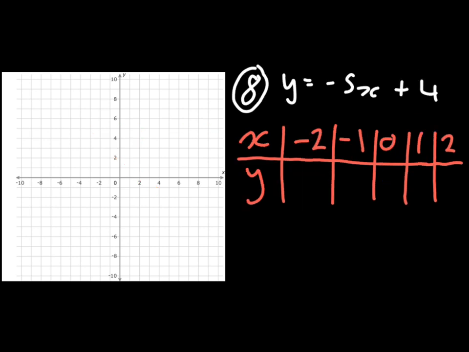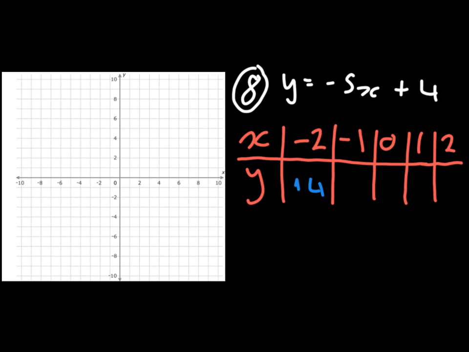For question number 8, we are asked to plot the function y equals -5x plus 4. So once again, our first step is to draw up the table. Once we have our table, we need to find our y values for each of the corresponding x values. So when x is -2, we can plug that into our equation and we get that y will be 14.